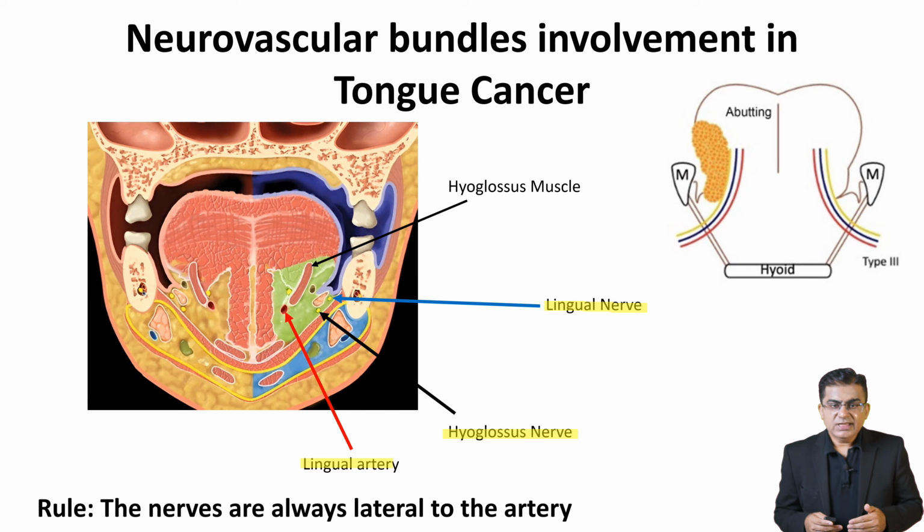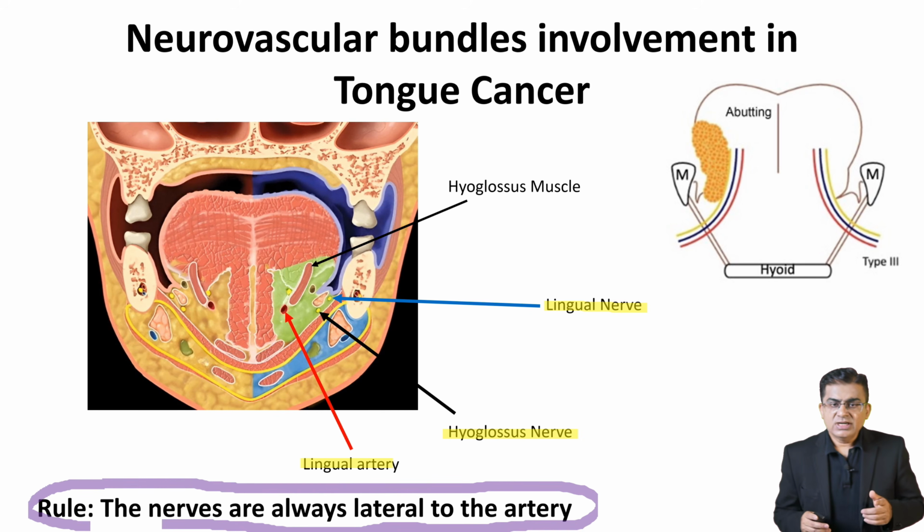This brings us to the absolute clinical rule of neurovascular bundle. Listen carefully. The nerves are always lateral to the artery. If you see an oral tongue squamous cell carcinoma invading sublingual space and that tumor physically obliterates that tissue plane strictly lateral to lingual artery, you must assume the hypoglossal and lingual nerves are compromised. You do not wait to see gross macroscopic thickening of the nerve. If the space is obliterated, the nerve is most likely involved.